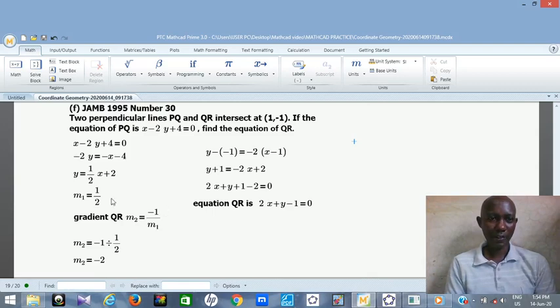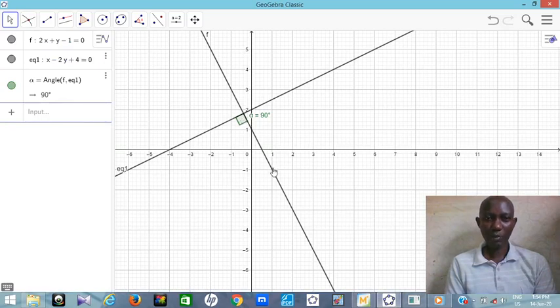This is just a computer typing error, but the steps are correct. If not, we would have made this point meet here. So that is this solution.